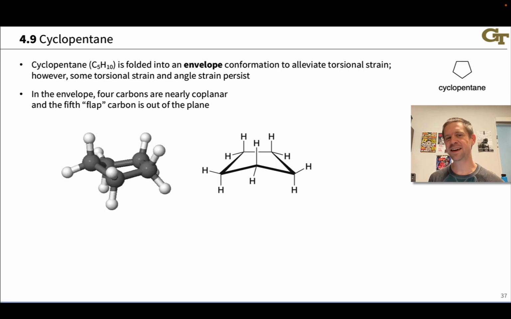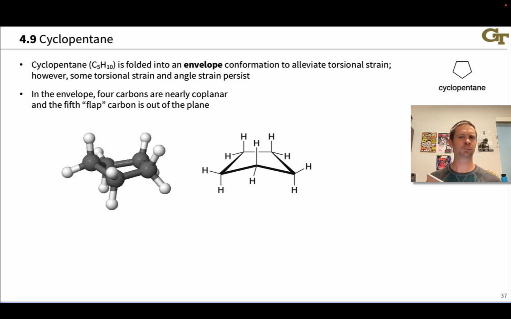With cyclopentane, we're getting closer to this strain-free ideal. And actually, if you do the math on the angles in a regular pentagon, the geometry, you'll realize that in an ideal pentagon, I believe the ideal angle is something like 109 degrees or 108 degrees. So we are very, very close to the ideal tetrahedral bond angle here. So that suggests there's very little angle strain in cyclopentane.